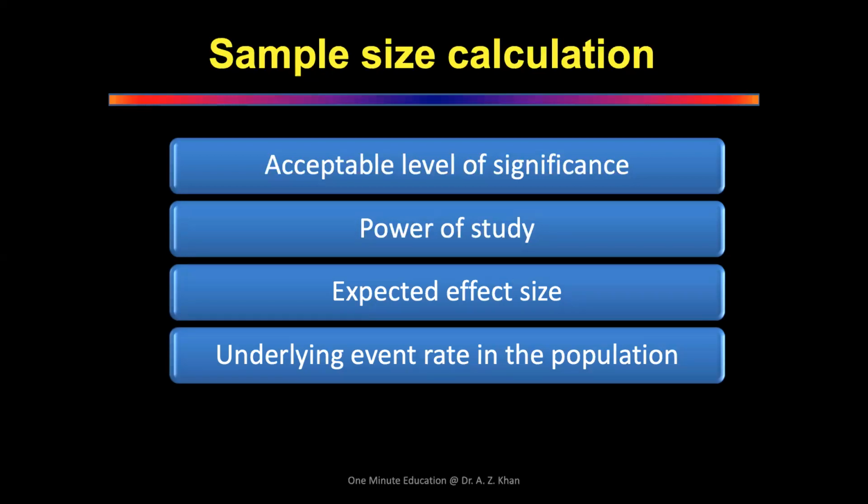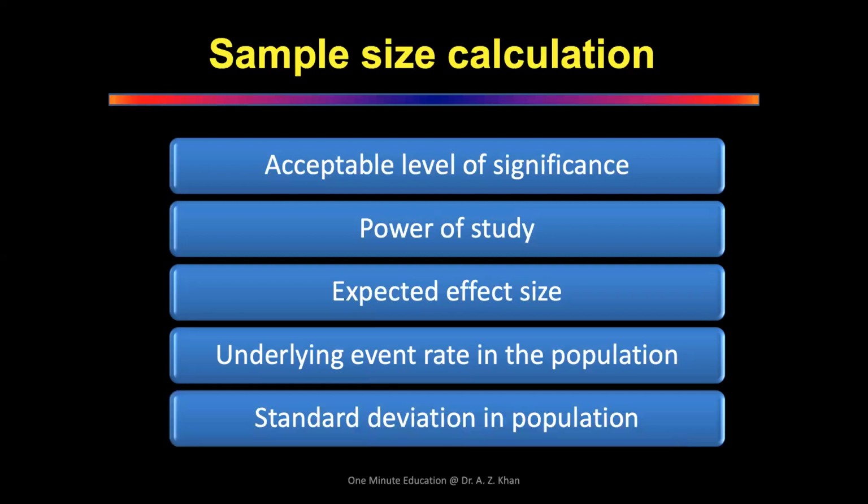There's a bell which goes... a bell-shaped curve. What is it? The standard deviation. Yeah, the standard deviation within the population of the disease.